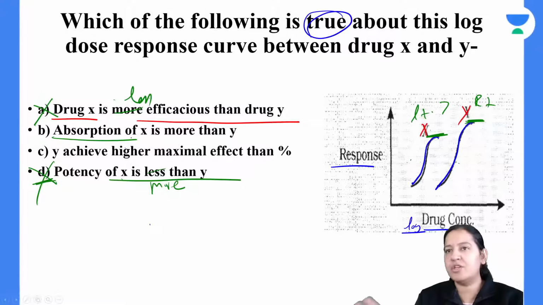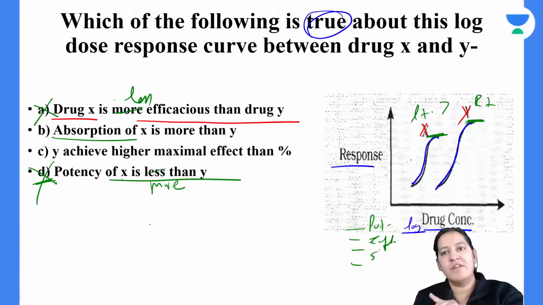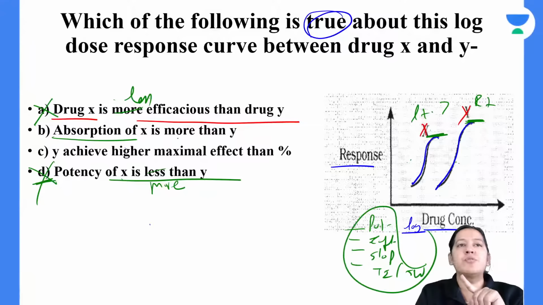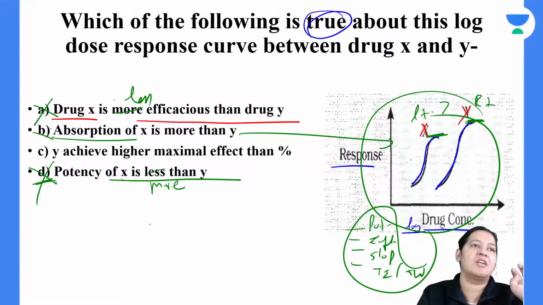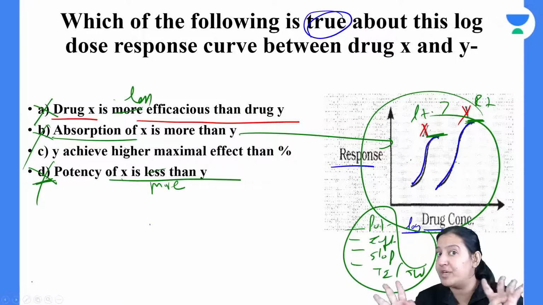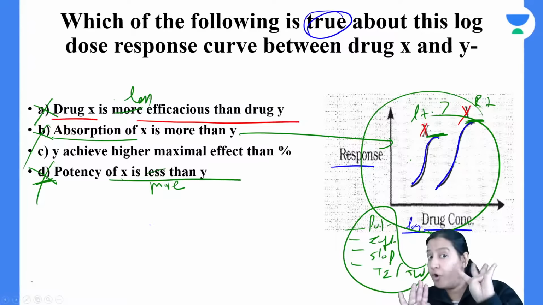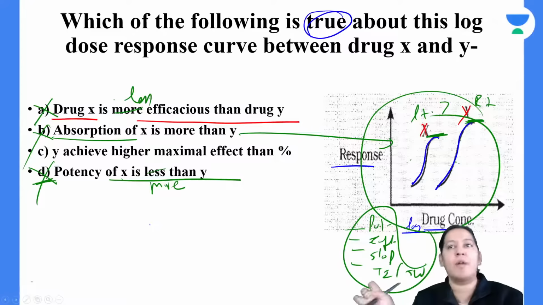Absorption has nothing to do with this graph. In this graph, there are four parameters to be studied. One is potency, one is efficacy, the third one is the slope, and the fourth is therapeutic index and therapeutic window. You cannot comment on absorption based on this graph. This graph does not tell anything about absorption. So this statement is wrong. Absorption is none of the parameters. From this graph, I cannot comment on absorption.